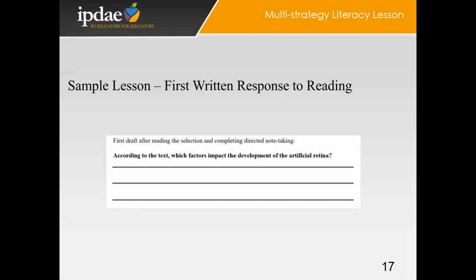Okay, so the next component, I want to take a moment and just remind you where we started and where we are at this point. We started with an initial question: what do you think would happen if there was some device that gave sight to the blind? And you addressed that question.